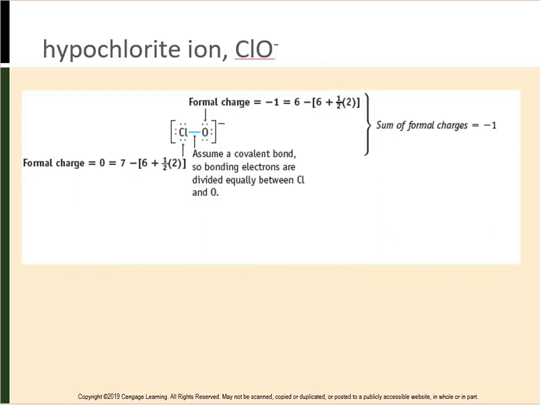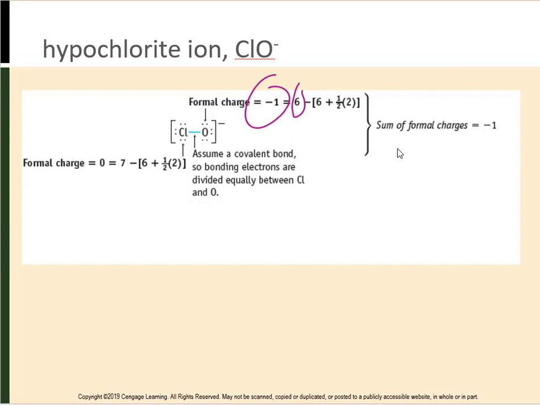Consider the hypochlorite ion. Looking at oxygen to find its formal charge, we know that oxygen has 6 valence electrons. Then we subtract the lone pair electrons. Oxygen has 2, 4, 6 here. 6 plus half of however many is bonded. We know that we have 2 bonded here, half of 2, so 6 plus 1 is 7. 6 minus 7 gives me a formal charge of oxygen of -1.